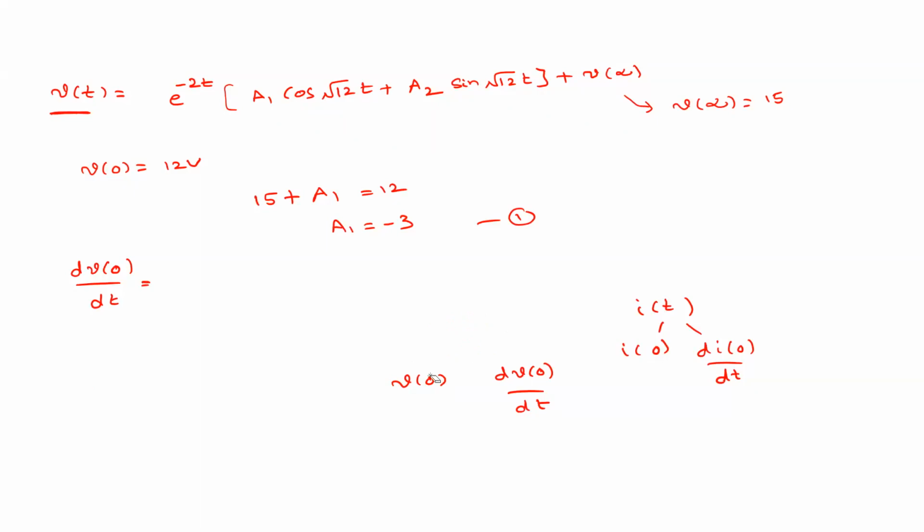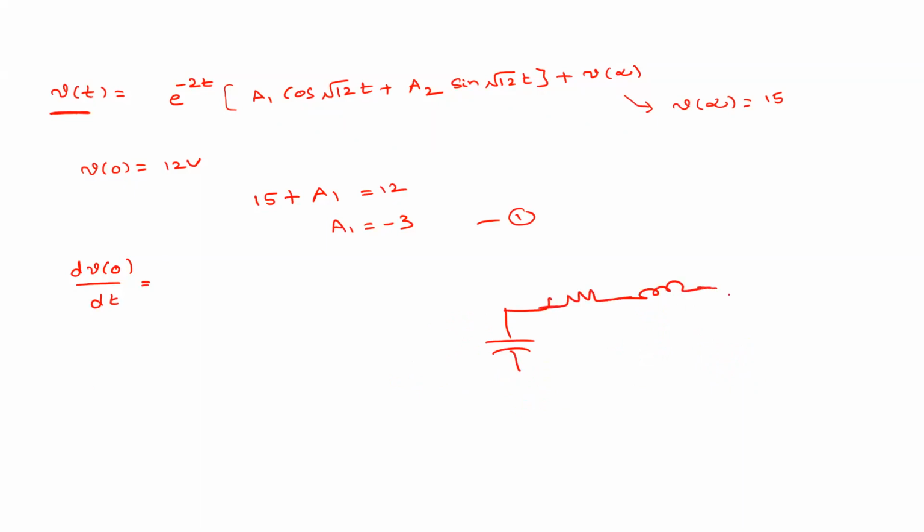We just found the initial conditions. How to find the initial conditions? We studied in one of the classes. This is 15 volts, this is 10 ohm, and this is 2.5 Henry. And this is 1 by 40 farad. This is the inductor current I, and this is the capacitor voltage V.